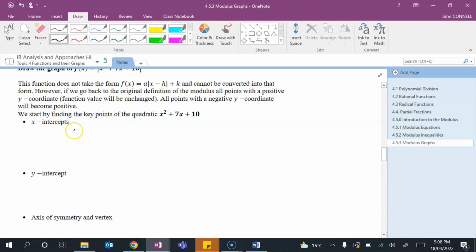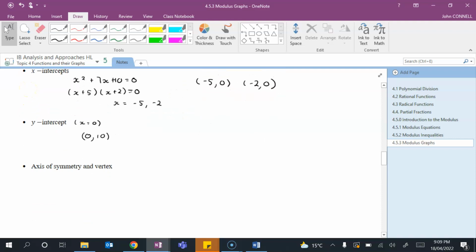So for the x-intercepts, I've got to solve x squared plus 7x plus 10 equals 0. So that factorizes to (x plus 5)(x plus 2). And so then minus 5 and minus 2 are my x-intercepts. So I'll write them in coordinate form. My y-intercept is when x equals 0. So that's just the point (0, 10), because when x is 0, x squared and 7x will be 0, and so I'll get left with 10.